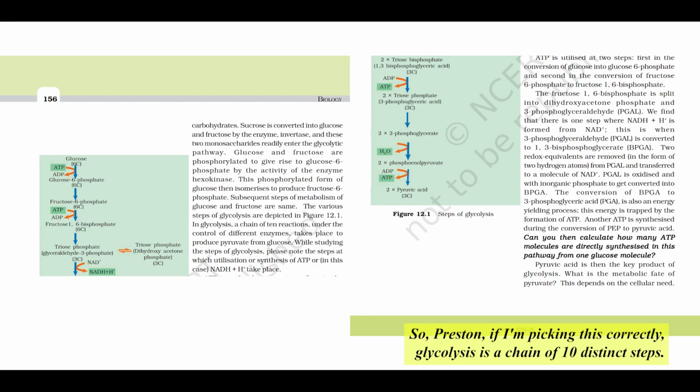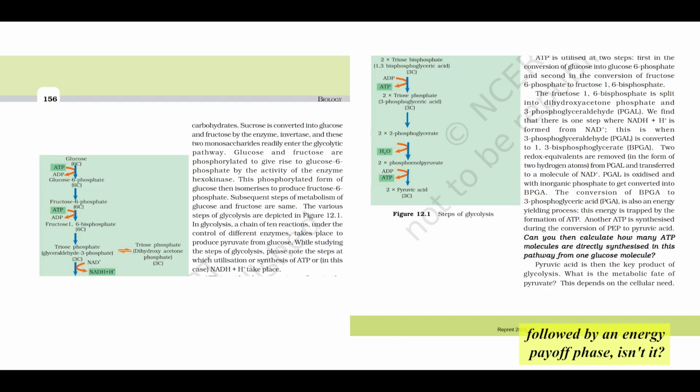So, Professor, if I'm picturing this correctly, glycolysis is a chain of 10 distinct steps, each one precisely controlled by a specific enzyme. And you mentioned ATP being utilized and produced right from the start. So it's a bit of both, an energy investment phase followed by an energy payoff phase, isn't it? That's a very important insight for your NEET preparation, yes. You've perfectly grasped the dual nature of glycolysis.